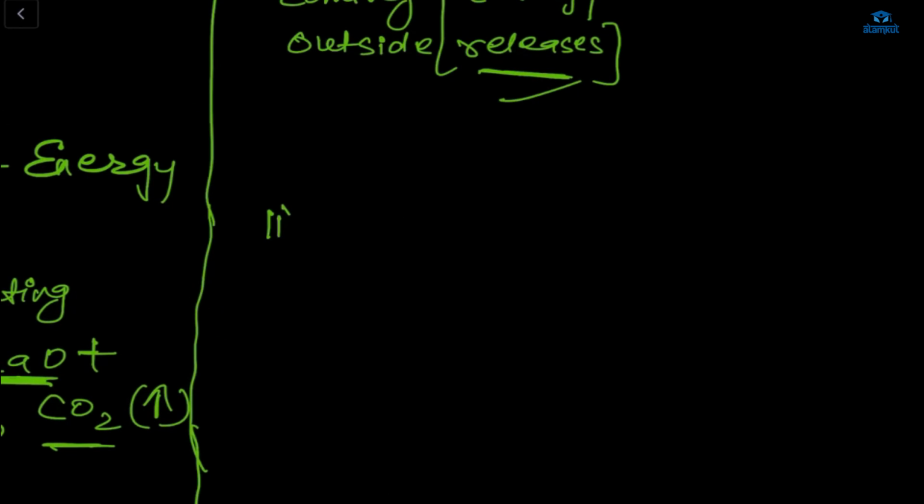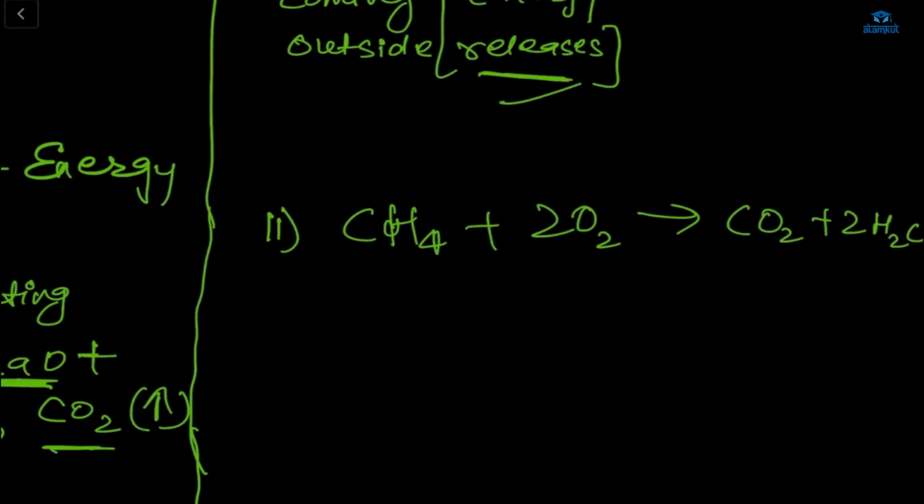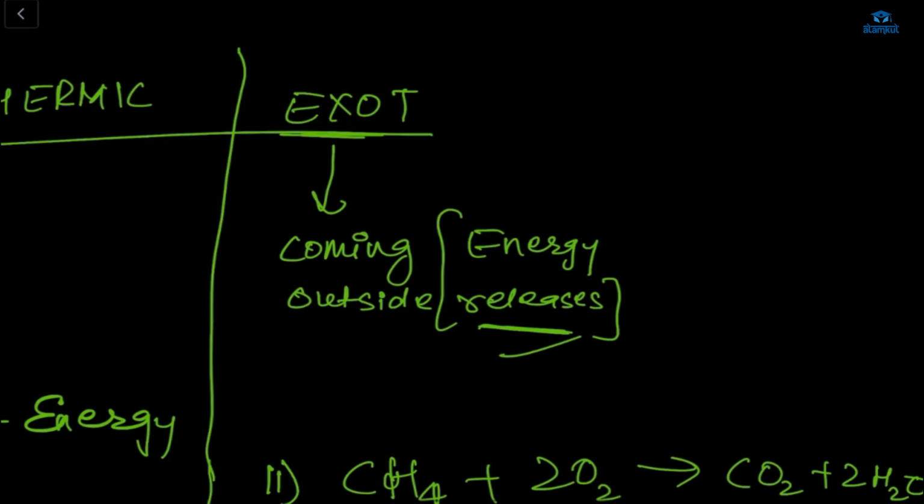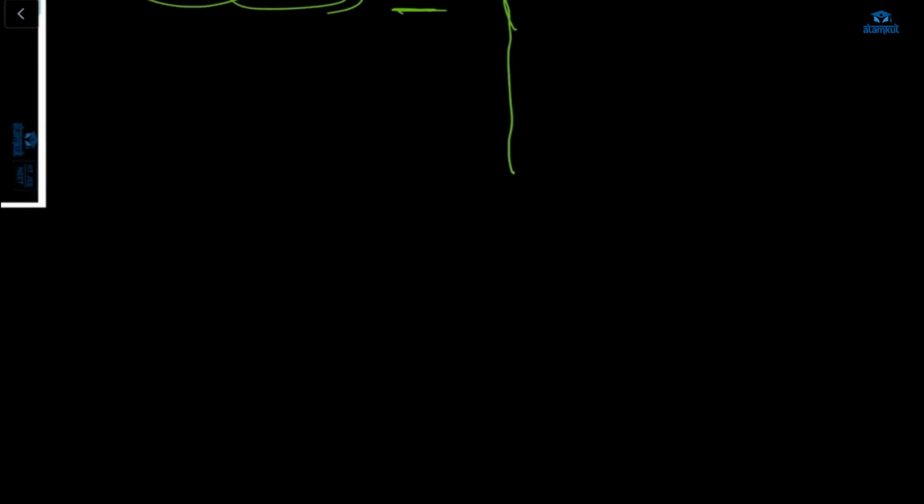And let's take another example for exothermic. It will be CH4, methane, plus 2O2 giving CO2 plus 2H2O plus energy released. Energy released means this is an example of exothermic. So these two examples are of endo and exo.